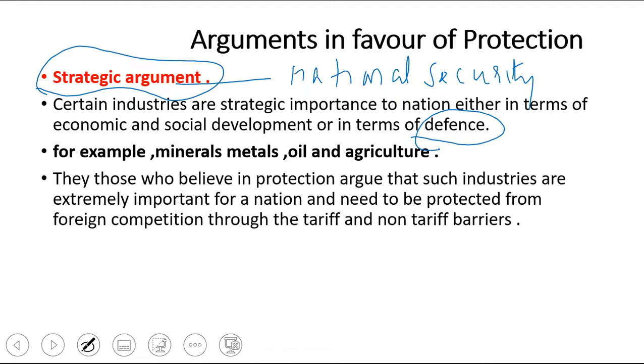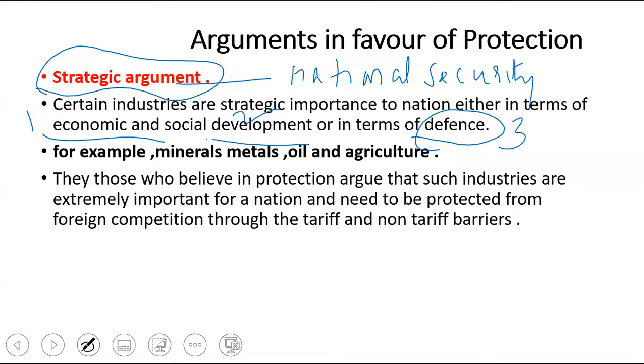Certain industries are very, very important due to three reasons. One, economic reason. Second, social reason. Third, defense. ये तीनों का item we should not allow to be imported. Three things are there which should not be imported. Okay, what are the conditions? If it is affecting economic, social and defense. ये तीनों को affect करने वाला item को import करना नहीं चाहिए.